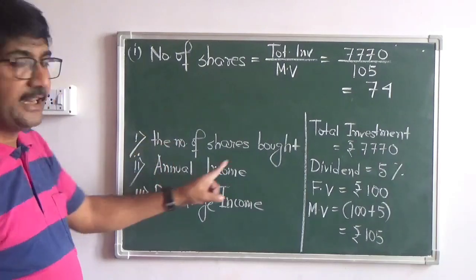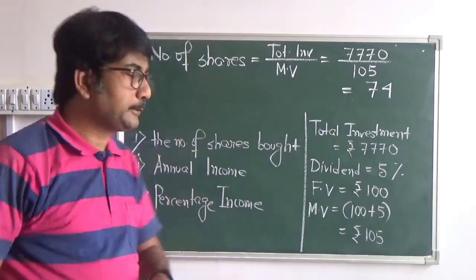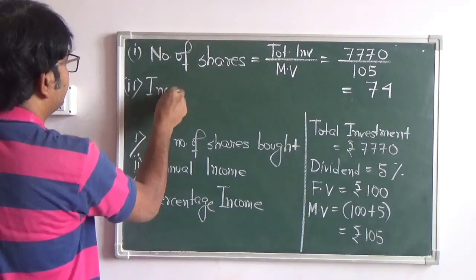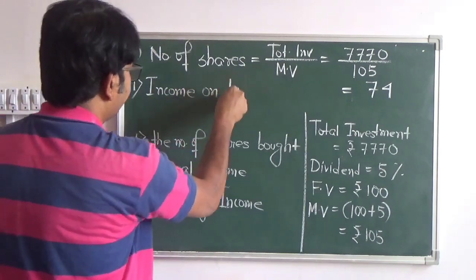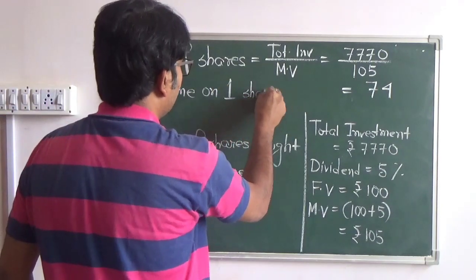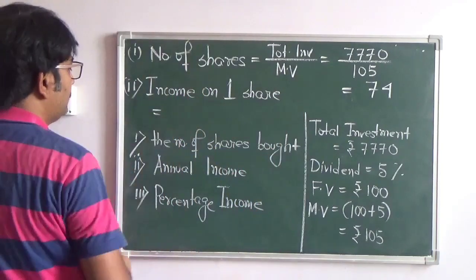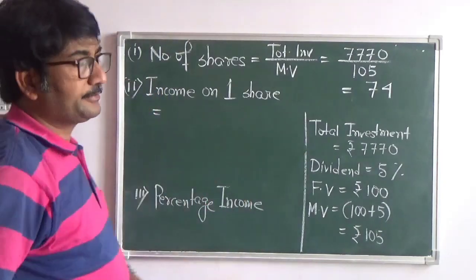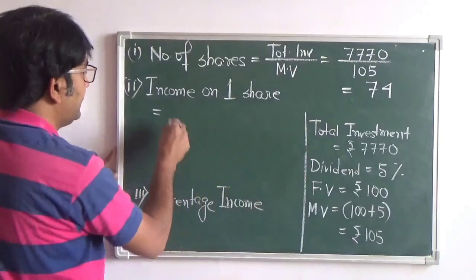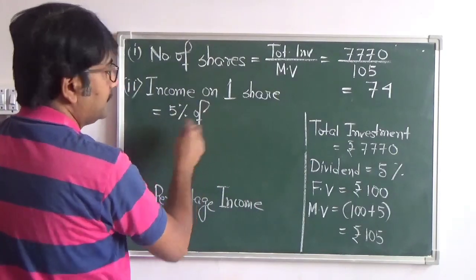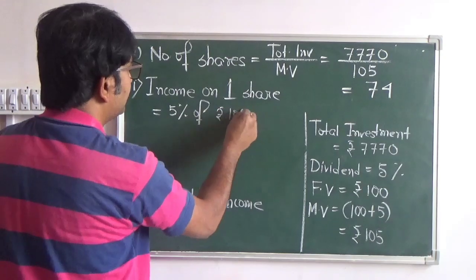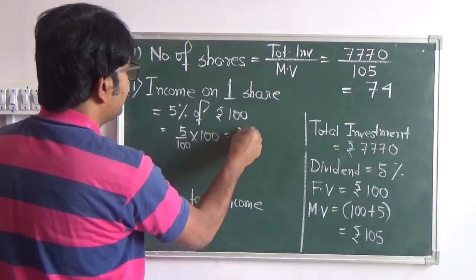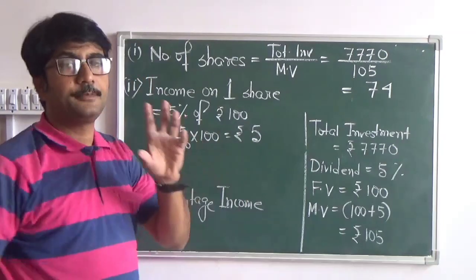Now the second part is annual income. First we find the income on one share. The dividend percent of the face value, that is 5% of the face value, which is rupees 100. That is equal to 5 by 100 into 100, which is rupees 5. So rupees 5 is the income on one share.